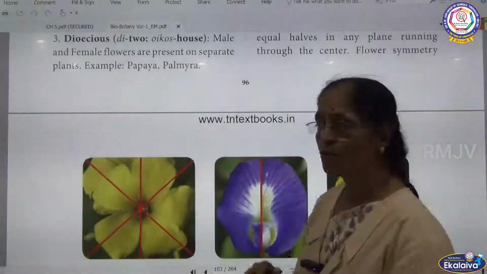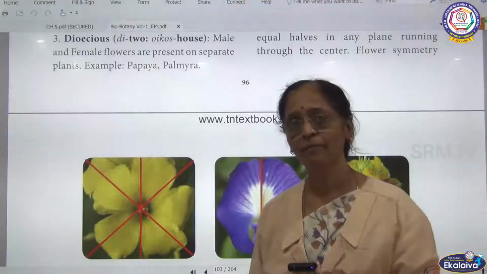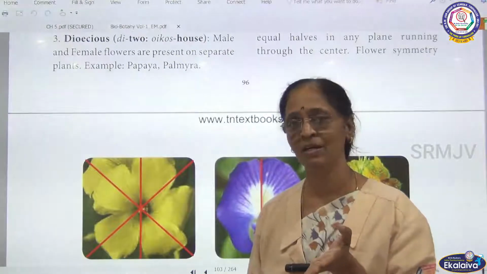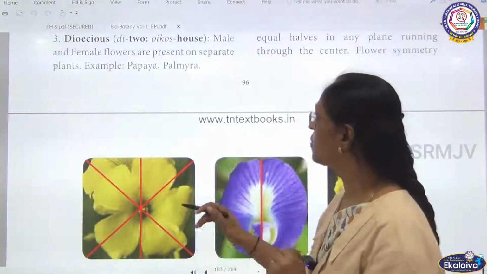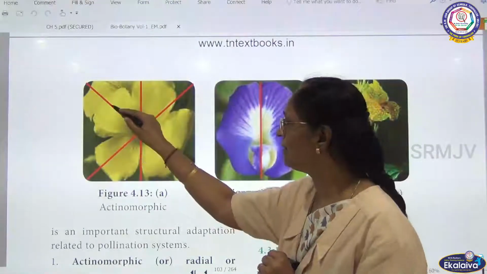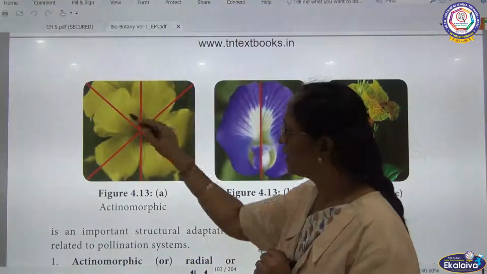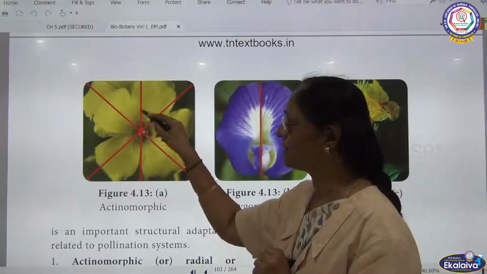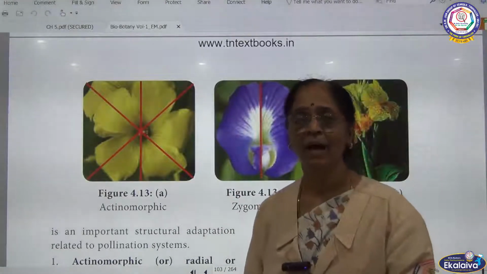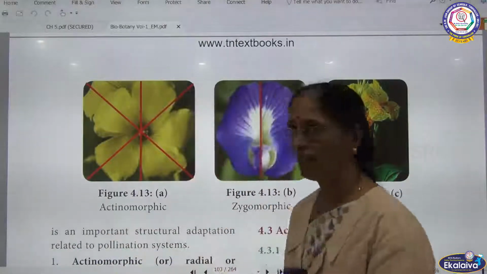Now, when we talk about the symmetry of the flower, when you take a flower and cut it, if you can cut the flower into two equal halves in more than one plane, then you call that radial symmetry. You can see here, you can cut the flower at this angle into two equal halves, or at many angles into two equal halves, then you call that flower radially symmetric, and you call it actinomorphic.